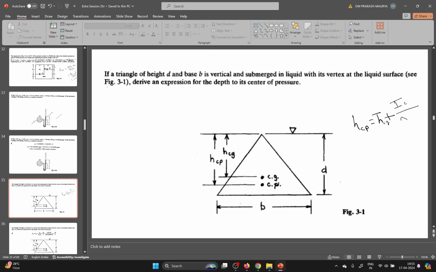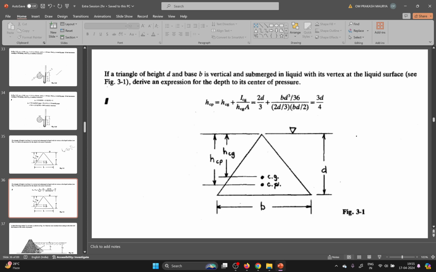So this type of equation here you can see very easily. Your H center of pressure is equal to hCg plus moment of inertia with respect to Cg divided by hCg times A. So you can calculate the moment of inertia. What will be the BD cube by 36? That is your width times depth to the power cube, divided by 36. Remember. So it will be 3D by 4.